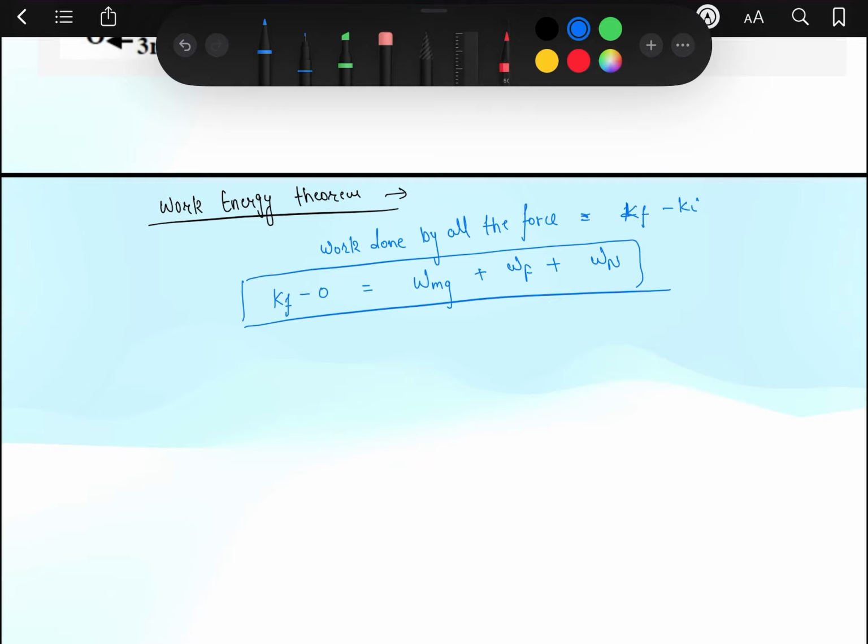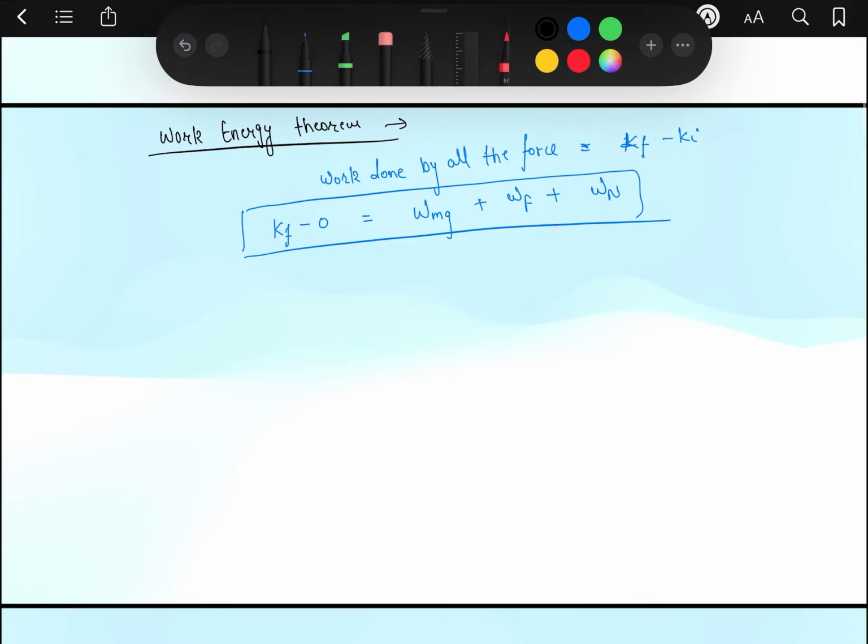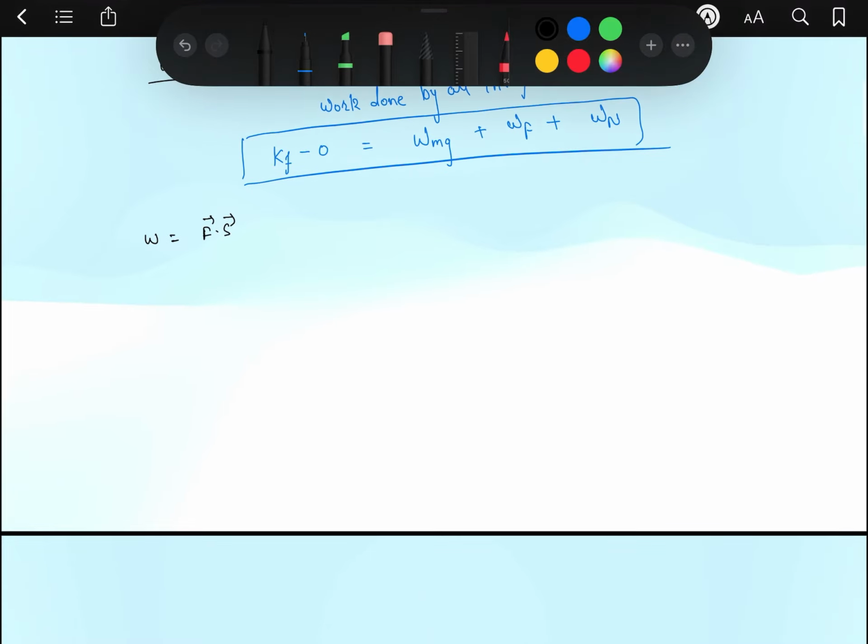Now I will come to the mathematical definition of work. We write work as the dot product of force and displacement vector, and in magnitude form I can write F S cos theta. Here F is the force, and this S cos theta is the displacement of the body along the line of force.